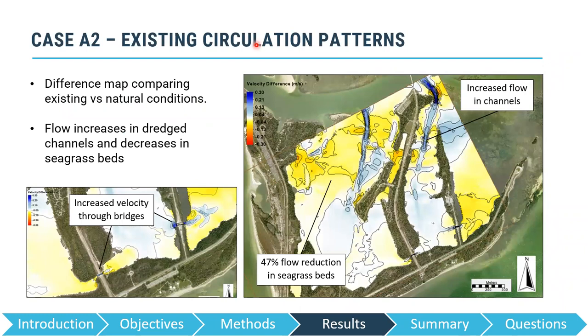So let's compare that case, the natural conditions, with the existing circulation. Immediately looking at this difference map, a few things stand out. You can see that the velocity has increased quite drastically in those dredge channels. The reason for that is just because those dredge channels are acting as tidal conduits, right? They're concentrating the flow of water that's coming in from Bunce's Pass, and they're helping it get down to the southern portion of the bay. And you can actually see the effects of these dredge channels all the way down at this extreme southern portion of the bay, including at those two bridge openings.